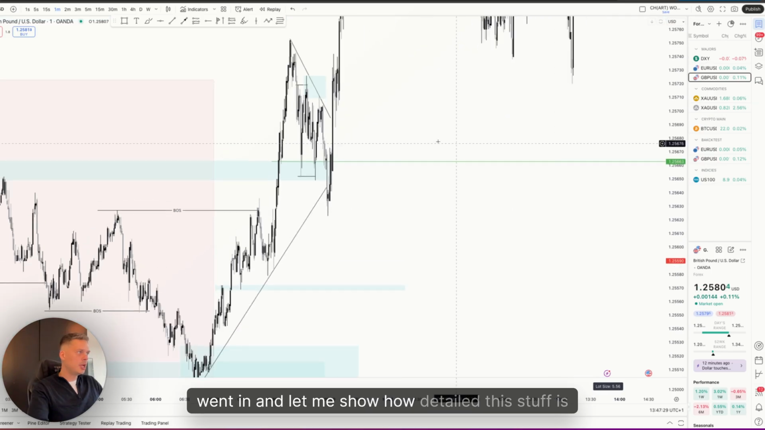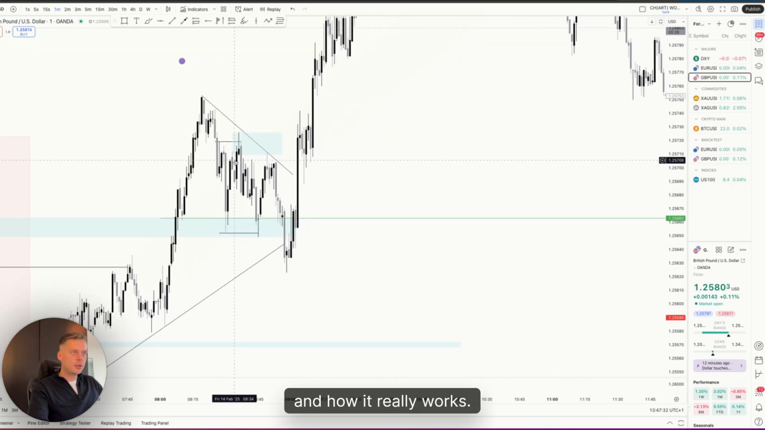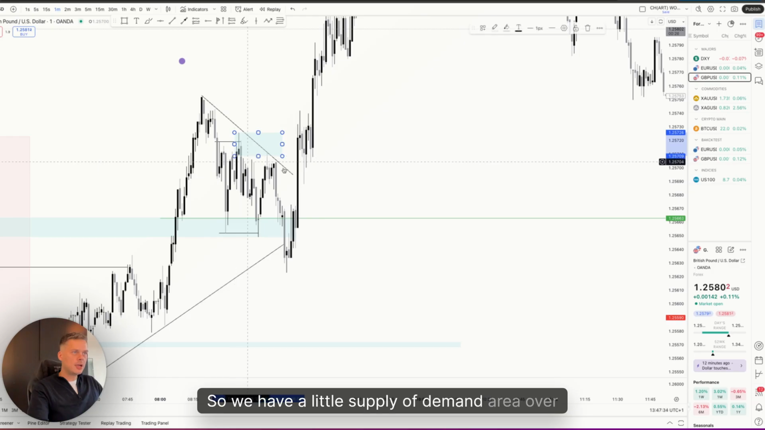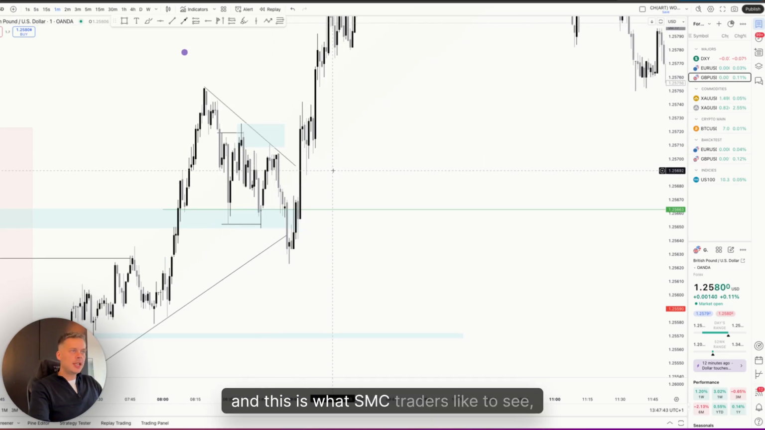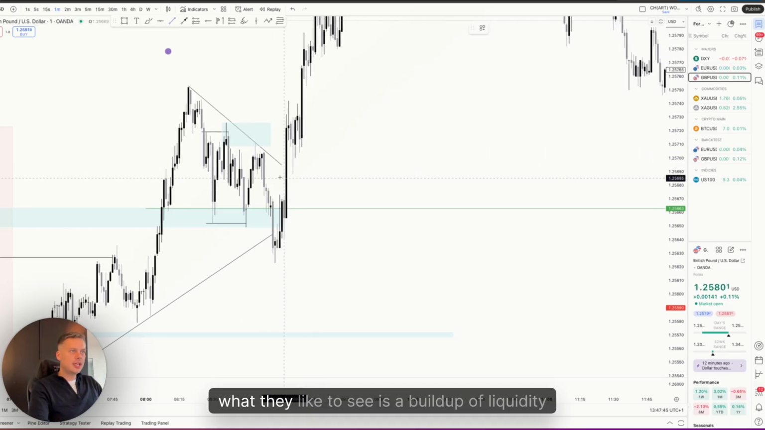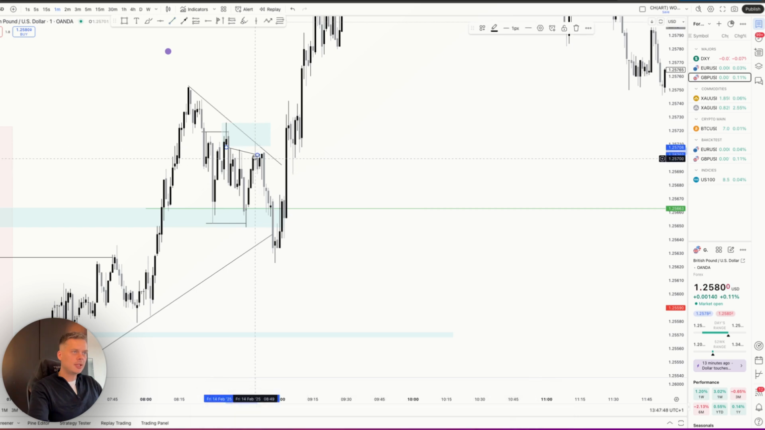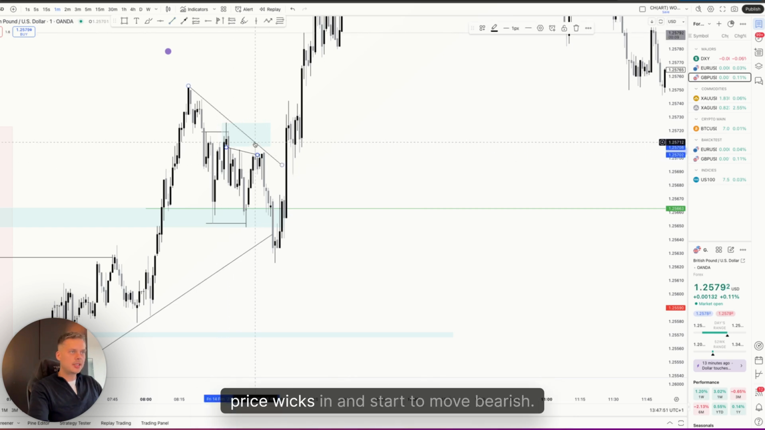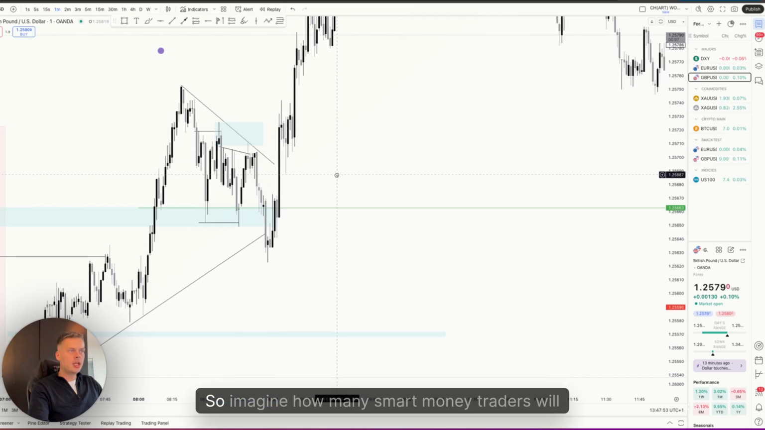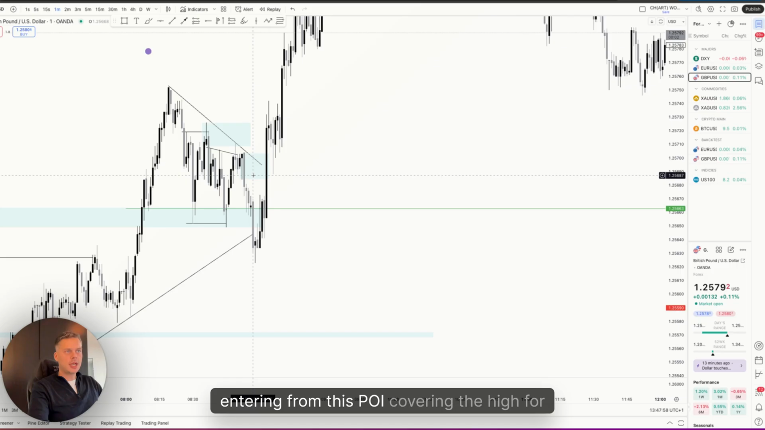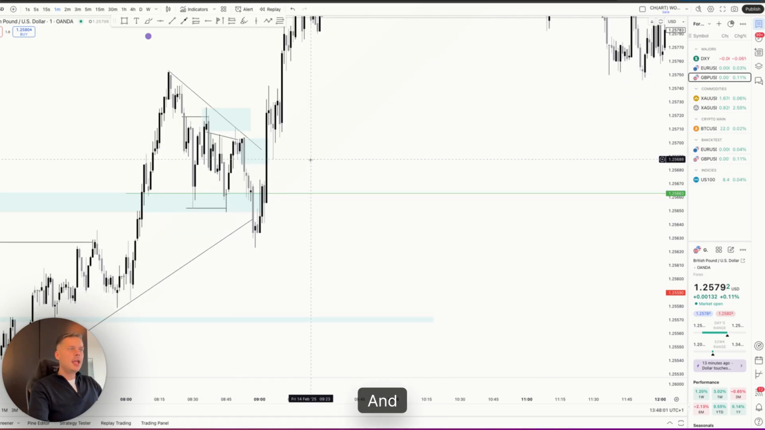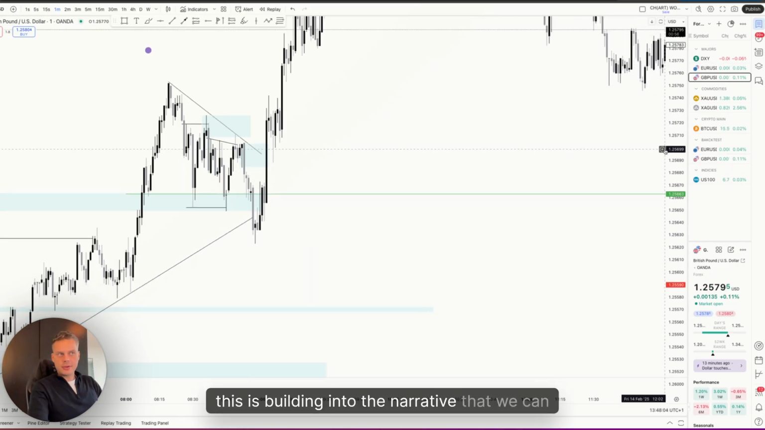And let me show how detailed this stuff is and how it really works. So we have a little supply or demand area over there, supply, POI, order block, it's all the same. And this is what SMC traders like to see, right? What they like to see is a buildup of liquidity below a POI, price wicks in and starts to move bearish. So imagine how many smart money traders will be entering from this POI, covering the high, for example. And this is building into the narrative that we can really look for longs right now.